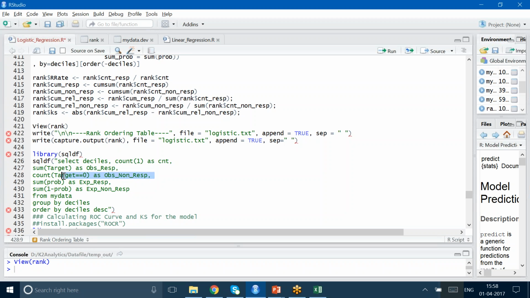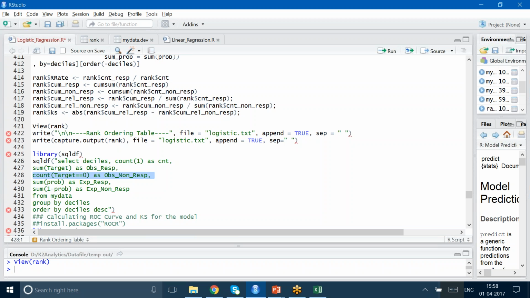In a given decile, how many are actually zeros and actually ones is an observed phenomenon. How do I get estimated or expected? Estimated I'll get based upon probability. The model is going to give it, so the estimate is going to come from probability.